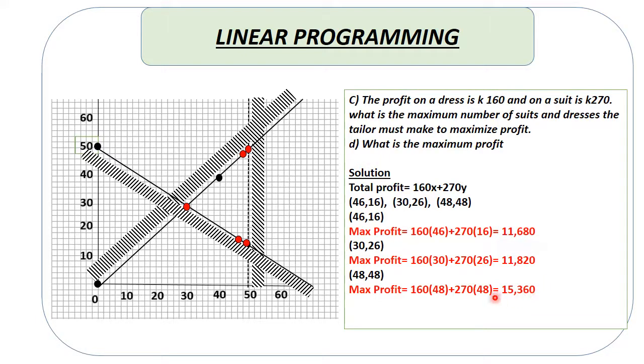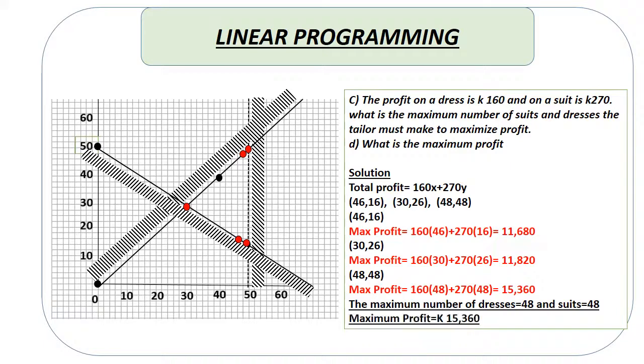Then for question C, the point that has given you the maximum is the answer. So 48, 48: the first 48 is x and the other 48 is y. So 48 dresses must be made and 48 suits must be made to get the maximum profit. Therefore, the maximum number of dresses is 48 and suits is 48, and the maximum profit is 15,360 kwacha. So this is how to deal with linear programming.